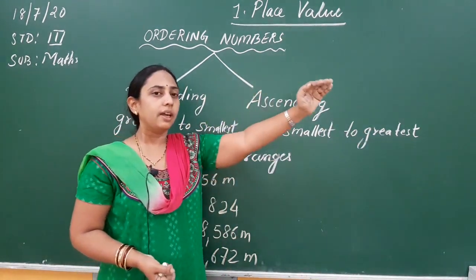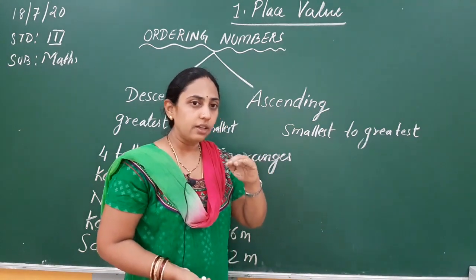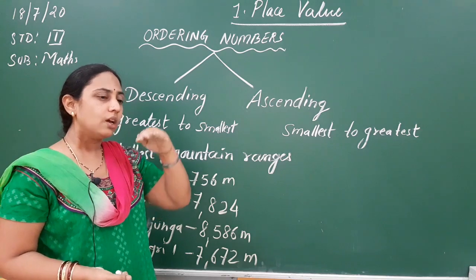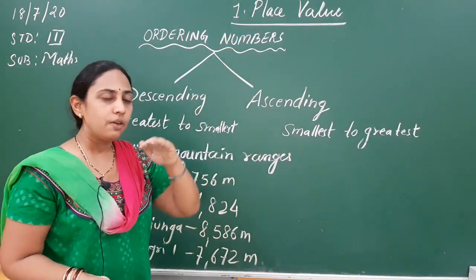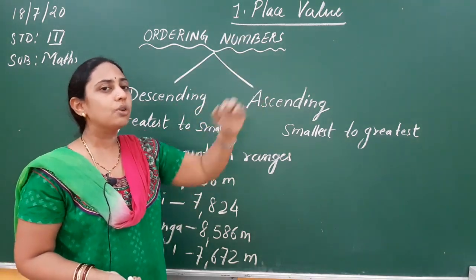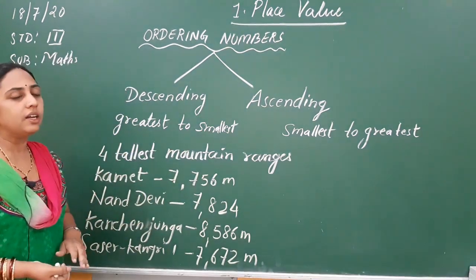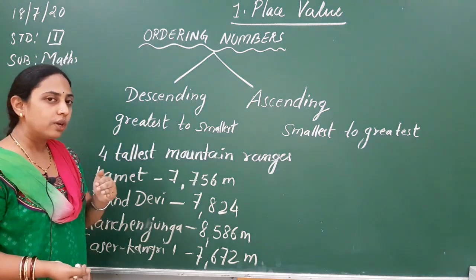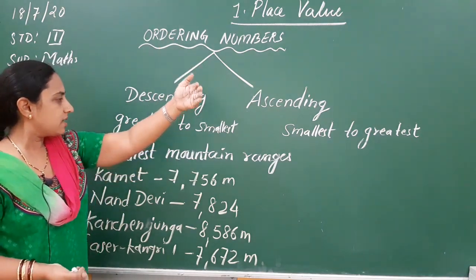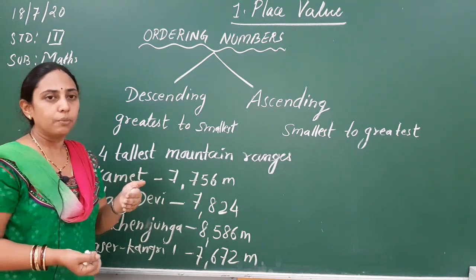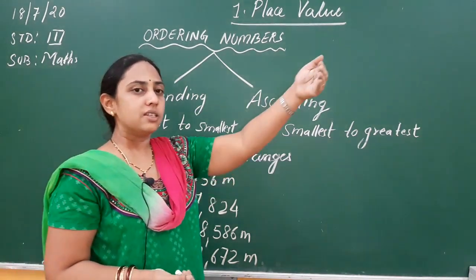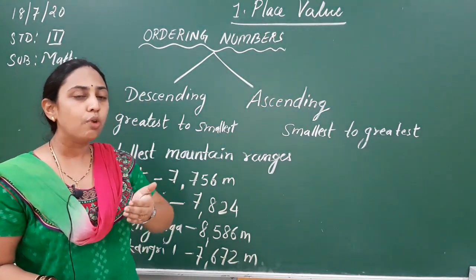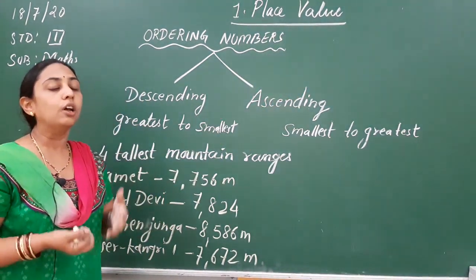Small to greatest. If you see how we stand in assembly, you can remember it like this: assembly, small to tall. Same way, ascending is smallest to greatest. Then we have descending, exactly opposite. That means tallest to smallest, or greatest to smallest number, right? So ascending in assembly is small to big and descending is big to small. So this is called ordering.